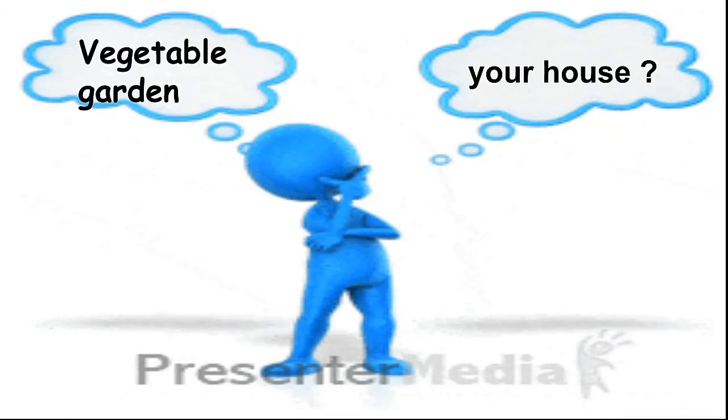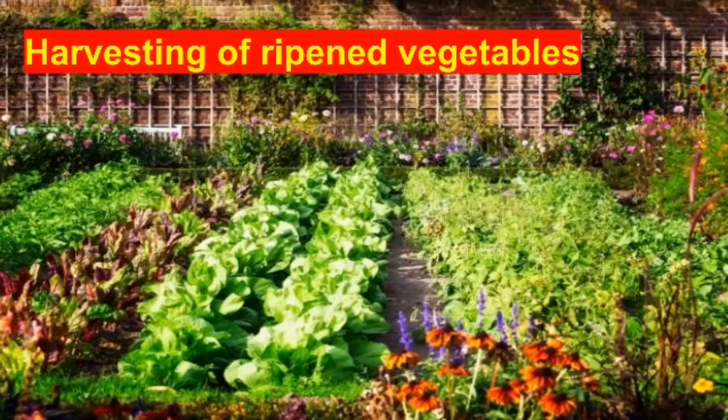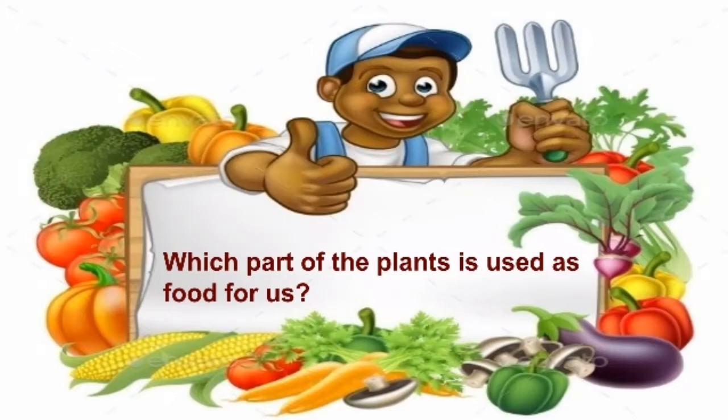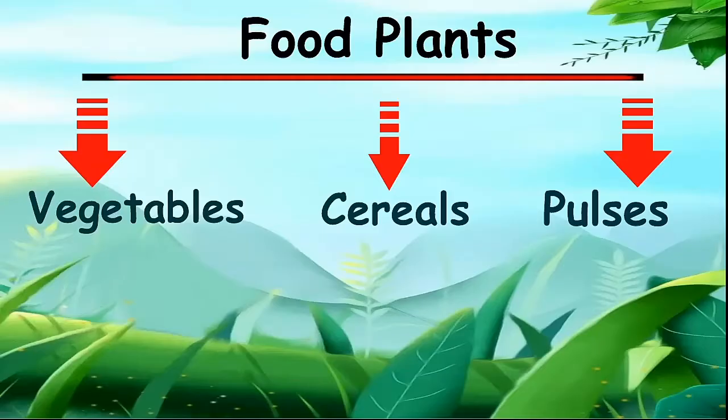Children, do you have a vegetable garden in your house? And have you never seen harvesting of ripened vegetables? Children, which part of the plants is used as food for us? Let's see. We eat different parts of plants such as root, stem, leaf, seed, unripe and ripe fruits.